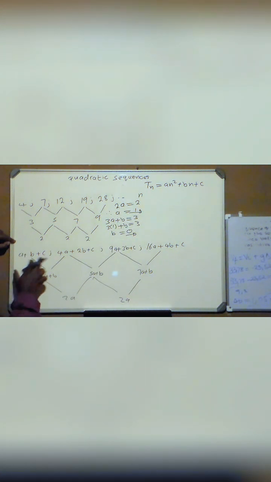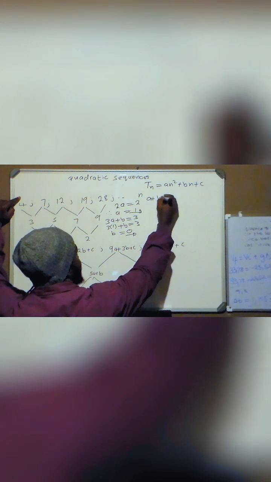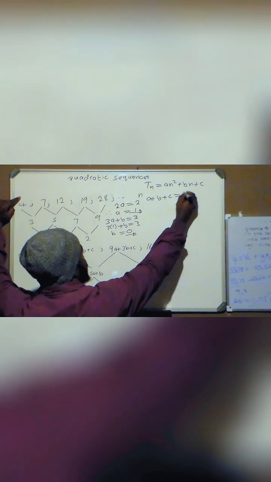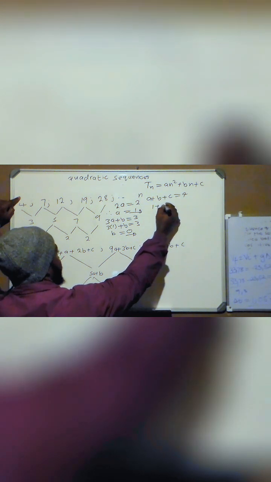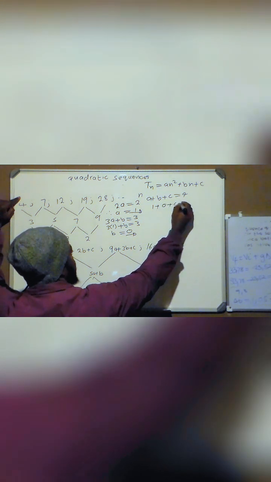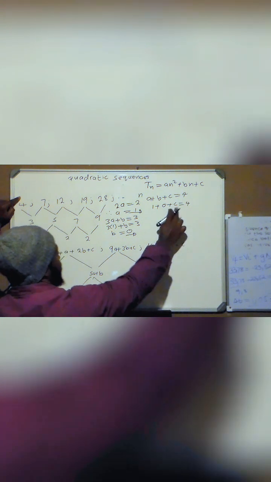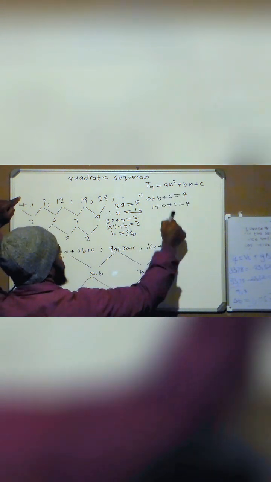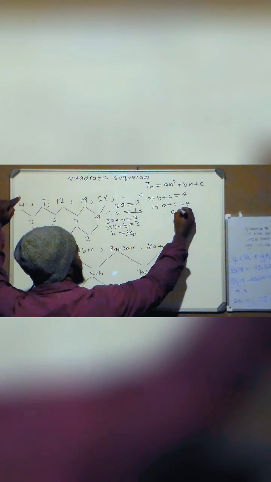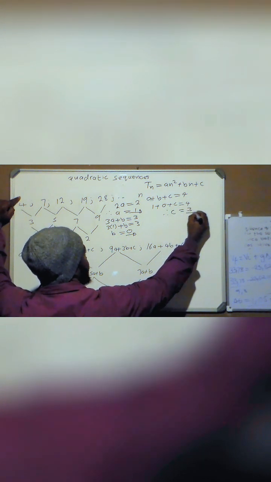I have the value of A and B now. I'm going to substitute those two values in the first term of the sequence. So A plus B plus C should be equal to 4. I have the value of A, it's equal to 1, the value of B, 0, plus C. This is equal to 4. So I need to solve for C. I transpose the 1. Therefore, my C is equal to 3.